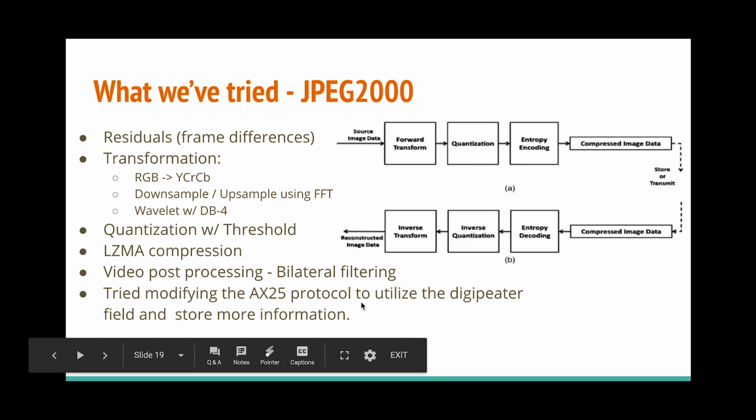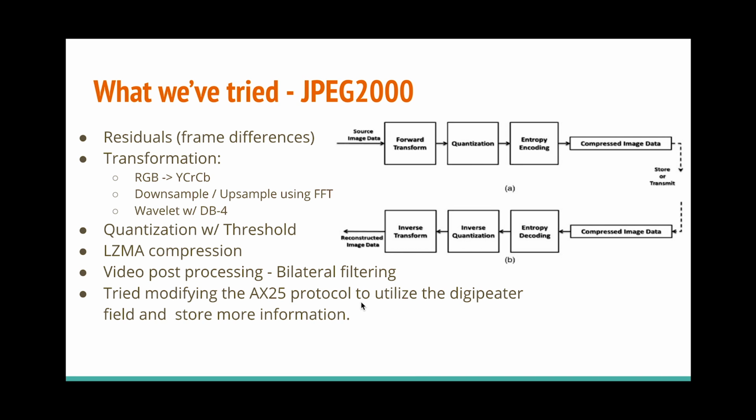We also tried utilizing the digipeater field to store more information and reduce overhead, but we couldn't get it working to correctly decode the packet.